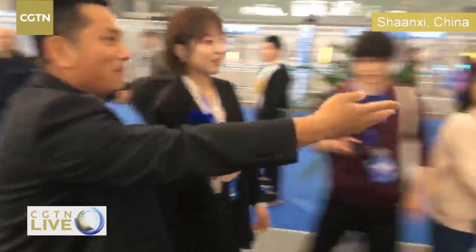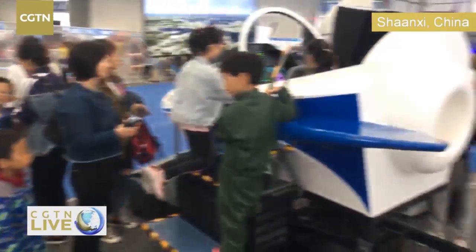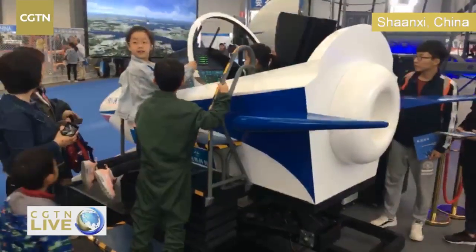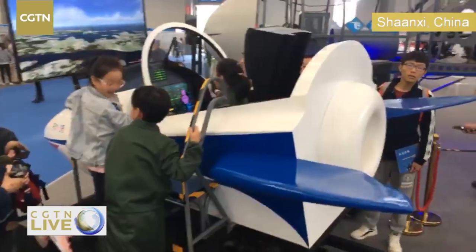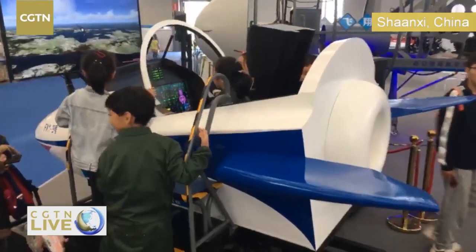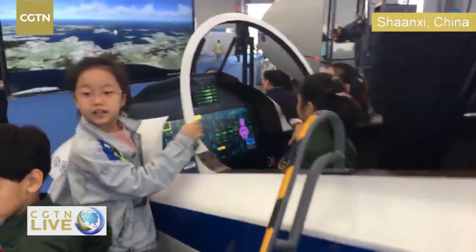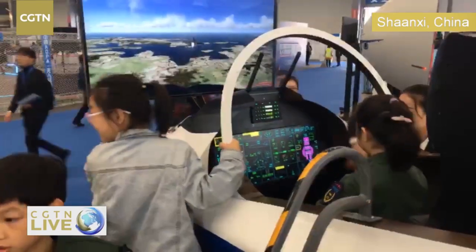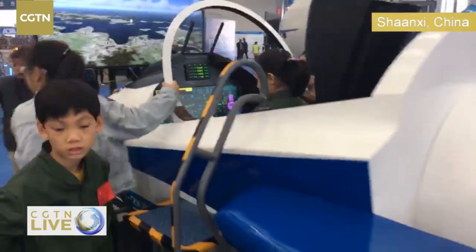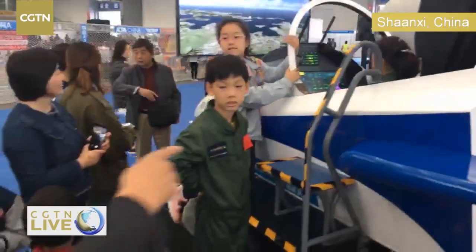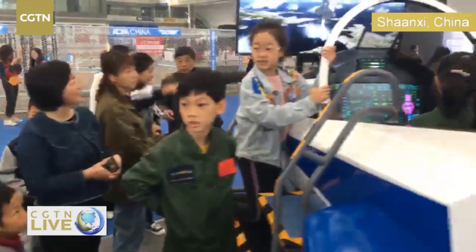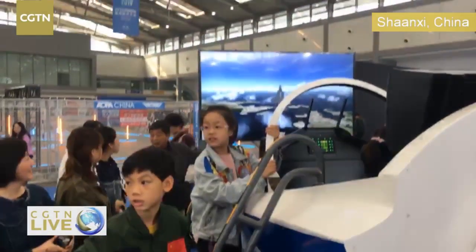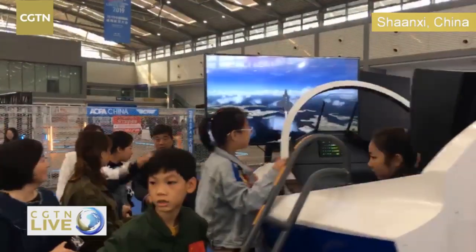Next one, I'd like to share with you. Many people are waiting to fly this one. It's a very popular simulator, independently designed and produced by Xi'an Aviation Company. The cockpit ratio is 1:1. We have all the instruments and the flight control system. You see the vision system. Just like an Air Force pilot, you can do many aerobatics. Would you like to try?